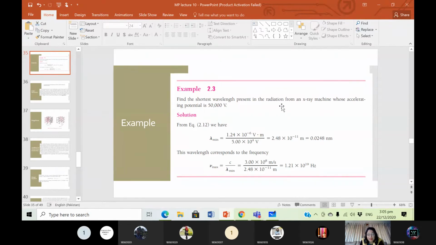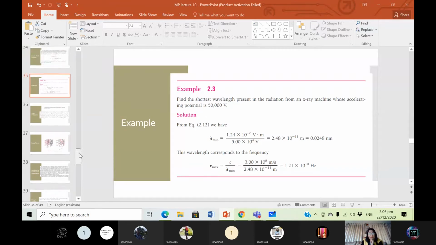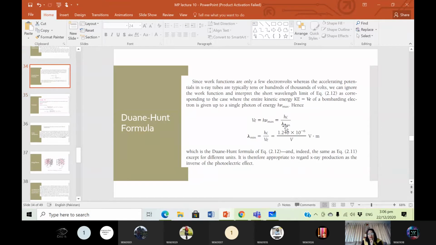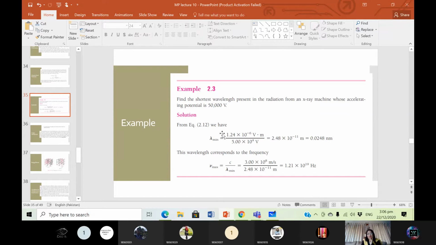Find the shortest wavelength present in the radiation from an X-ray machine whose accelerating potential is 50,000 volts. So we want to find the minimum wavelength present in the radiation from an X-ray machine whose accelerating potential is 50,000 volts. So 50,000 means 5 into 10 raised to the power 4 volts. In this formula, for V, the voltage, we will put in 5 into 10 raised to the power 4, and we will have this constant. In the Duane-Hunt formula, we put this value in here, and then we get the answer, which is 0.0248 nanometers. This is our minimum wavelength.